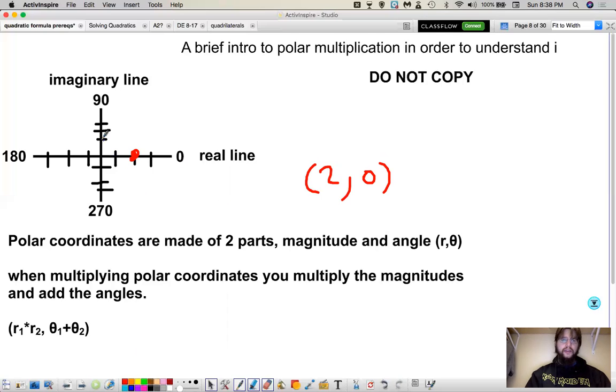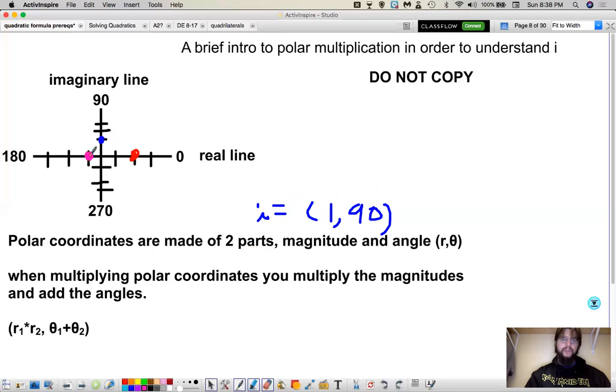Let's write this one. This is actually just i, right? This is 1i. Well, the magnitude is 1. Again, these are all 1. And the angle is right here, 90 degrees. So this is i. i is 1 at 90. Now, this red one really isn't important, so I'm going to erase it. The blue one is. i is important.